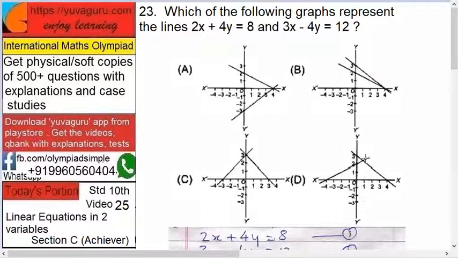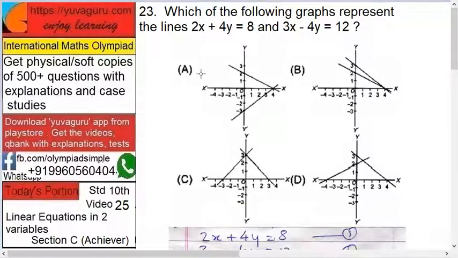This is 1, x equals 1 and y equals say 2.5, right? So x equals 1, y equals 2.5. Try this: x equals 1 in this and y equals 2.5. So 2.5 into 4 is 10, and this x equals 1, so 10 plus 2 is 12. That is not equal to 8. So D is also gone.